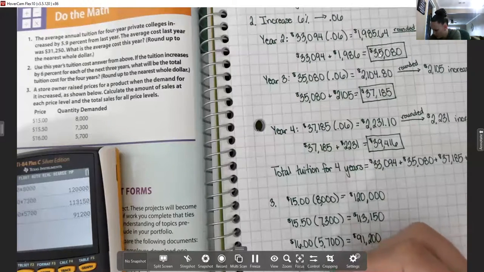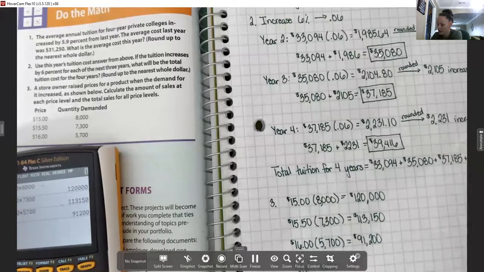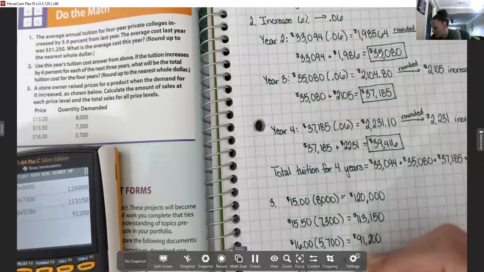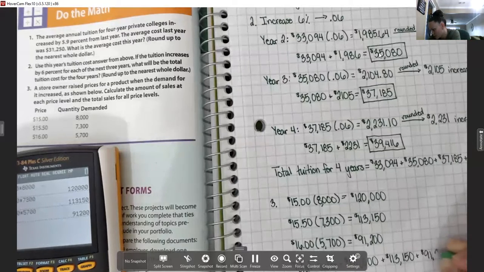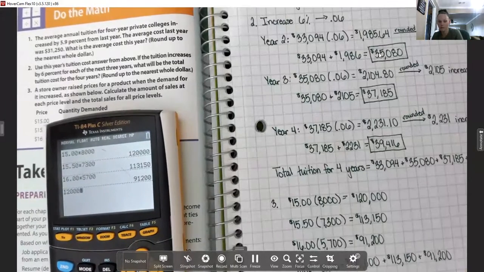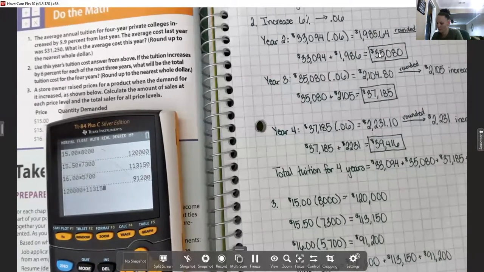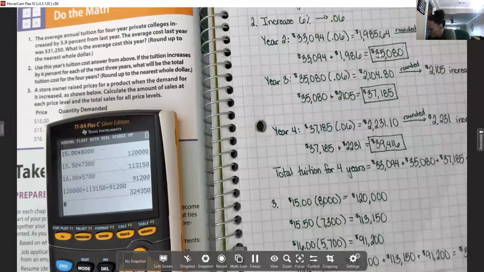So the total sales here, so it said calculate at each price level, the sales, and then the total sales. We're going to add these: $120,000 plus $113,150 plus $91,200. So, $324,350.